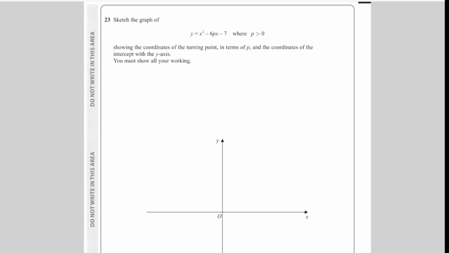Question 23. Sketch the graph of y equals x squared minus 6px minus 7 where p is greater than 0, showing the coordinates of the turning point in terms of p and the coordinates of the intercept with y-axis. You must show all your working. Right, we need to sketch this one.